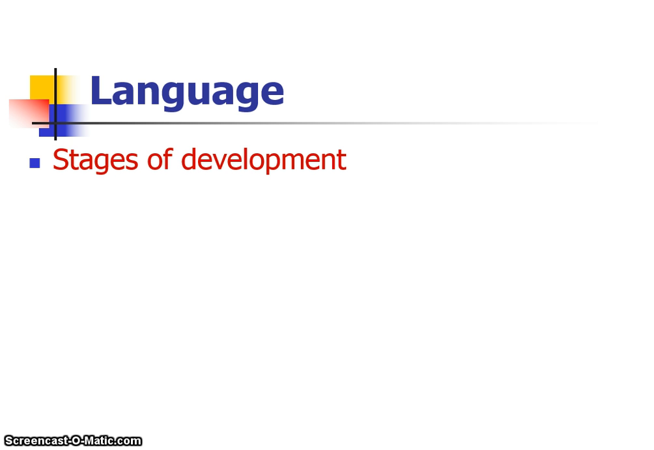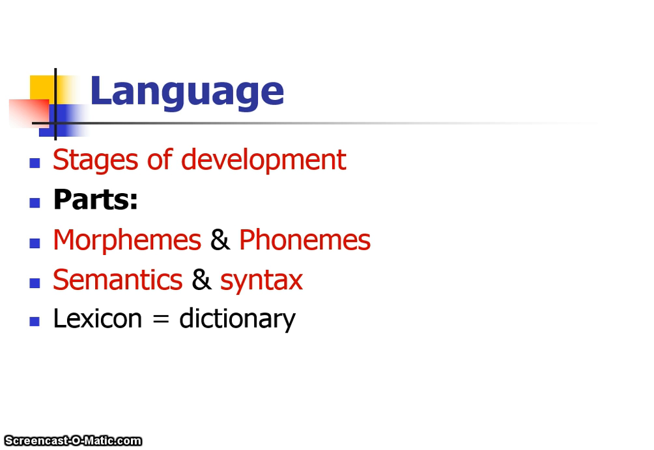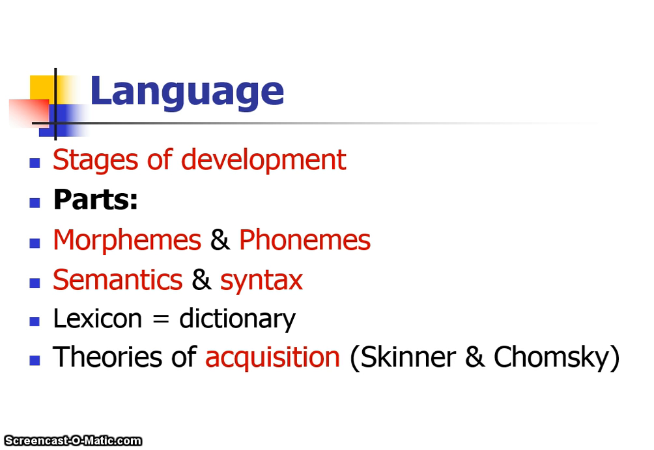For language development, make sure you know the stages, what's universal, what's household, and what ages are approximate. Make sure you know for the parts of language the difference between morphemes, which are the meanings, and phonemes, which are the sound. Like I hear sound over my phone, so that's an easy way to remember it. Semantics, the meaning, versus syntax, the word order. Lexicon, just be able to recognize that word. Lexicon, basically your dictionary. And then theories of acquisition, Skinner versus Chomsky, nurture versus nature.